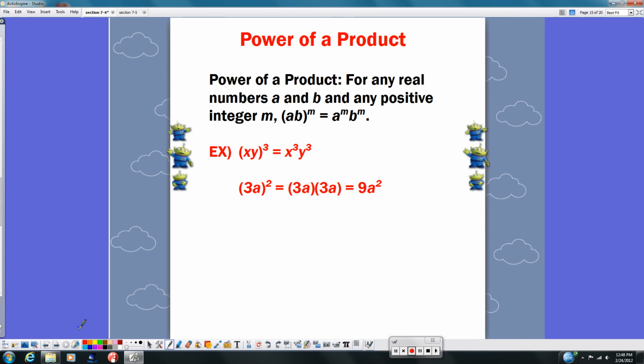Power of a product, there we go. For any real numbers a and b and any positive integer m, we take our quantity and we basically take this exponent and apply it to everything inside. So xy cubed is going to be x cubed, y cubed. 3a squared is going to be 3 squared a squared, or 9a squared.